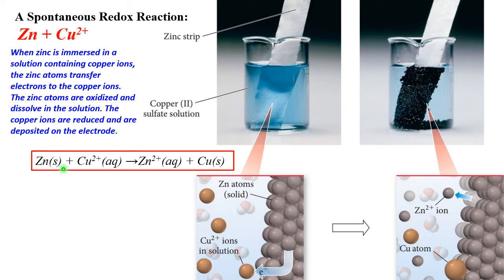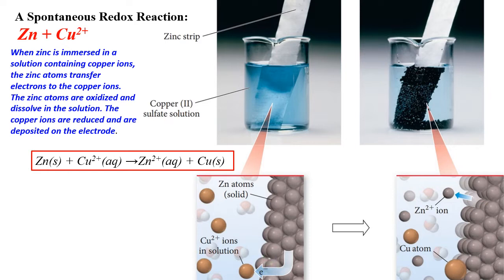The overall reaction can be written in such fashion. Solid zinc reacts with Cu2+ ions in water to make Zn2+ ions in water and solid metallic copper. Electrons are transferred from one neighboring atom to another. Essentially, these species contact each other.